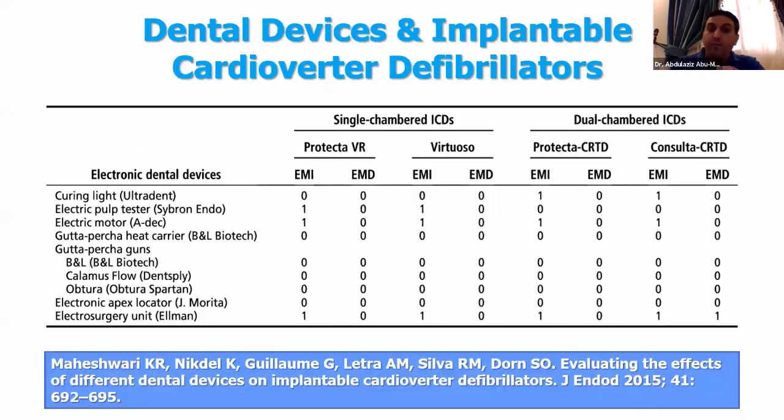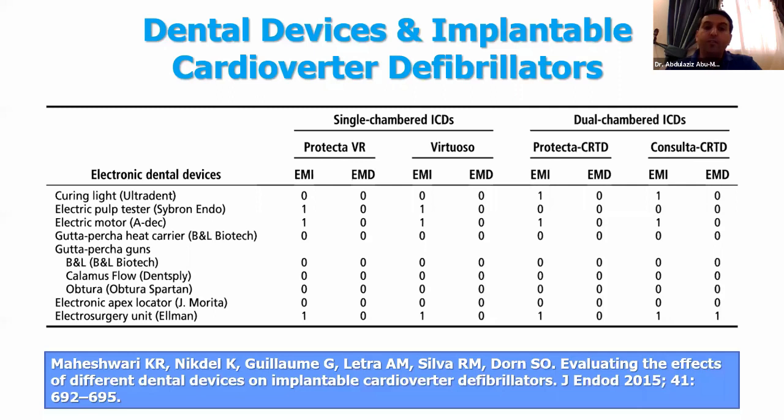Now, there is a good study that had been done, and this is an in vitro study. They tested many of the equipment that we are using: curing light, electric pulse tester, electric motor, gutta-percha heater, electric apex locator, and electrosurgery unit. If you look at the design, this is only on the defibrillator and many brands.